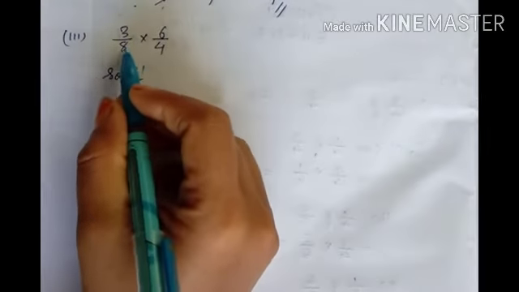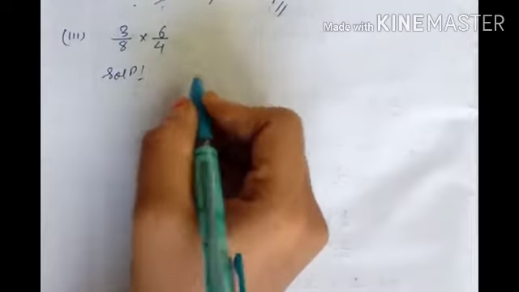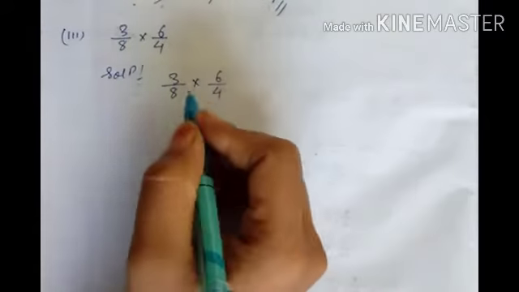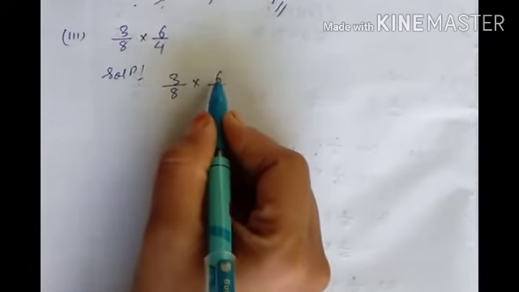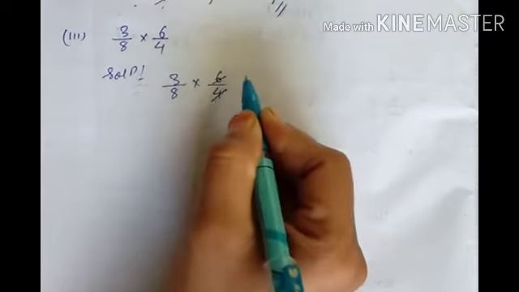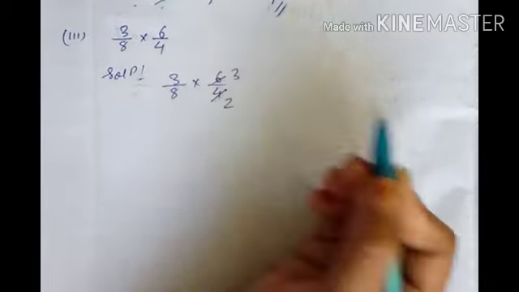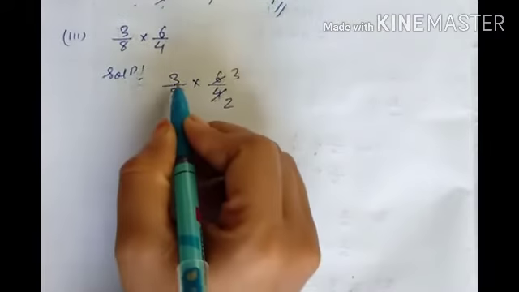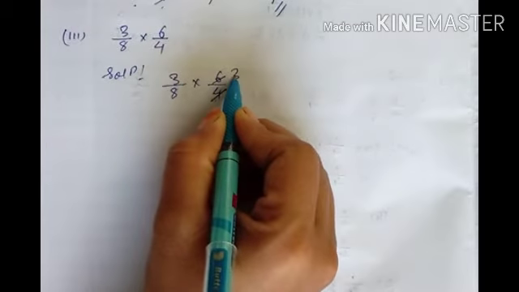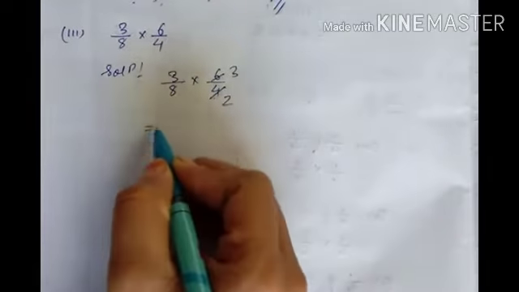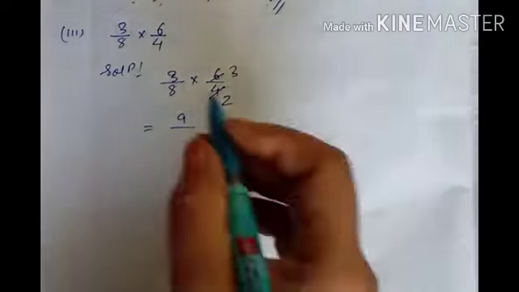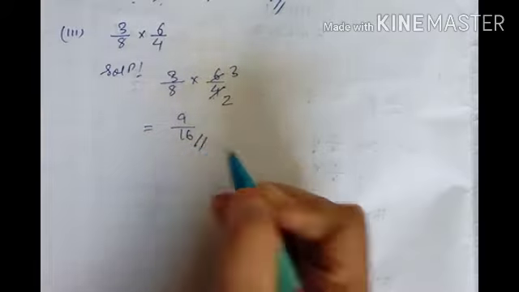Next question, 3 upon 8 multiply 6 upon 4. Can you cancel 6 and 4? Yes, because both are divisible by 2. 2 twos are 4, 2 threes are 6. Now can you cancel 3 and 3? No, because numerator and numerator we cannot cancel. So what will be the value? 3 into 3 is 9, and 8 twos are how much? 16. So this is your answer.